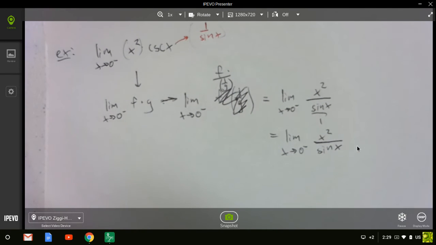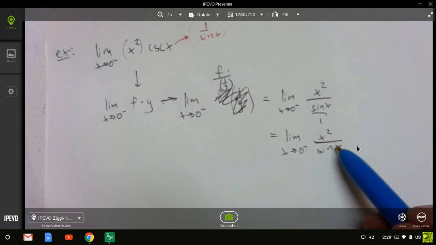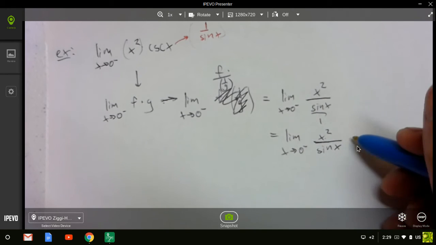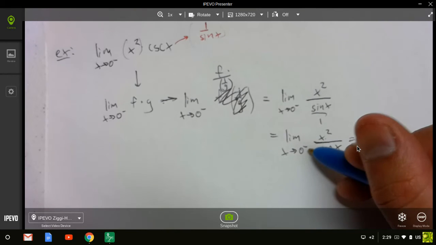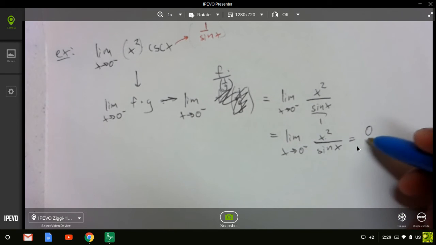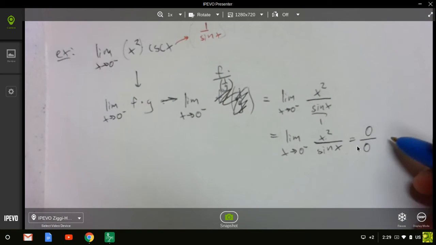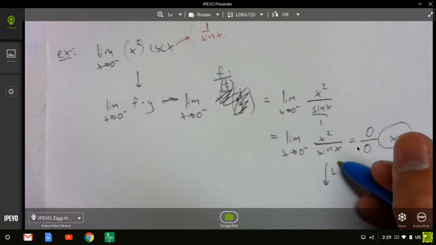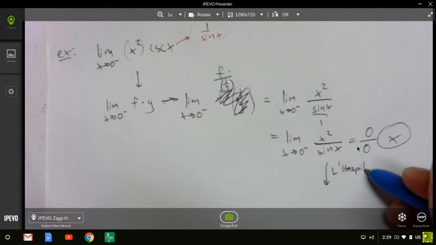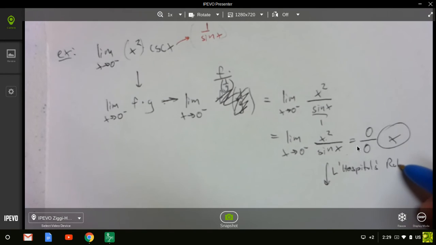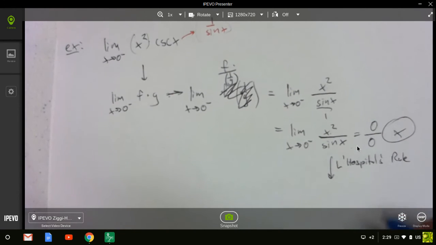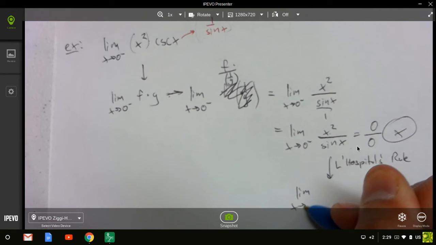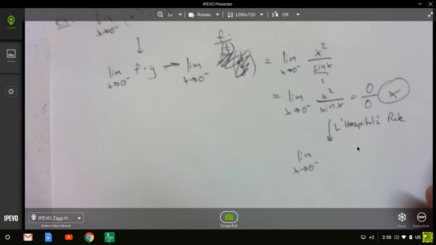And at this point, can you plug in 0 right here? Like 0 squared divided by sine of 0. Wait a minute, 0 squared divided by, if you remember, sine of 0 is still 0. So that's not determinate. That's not a tangible value yet. So that means we apply L'Hopital's rule.